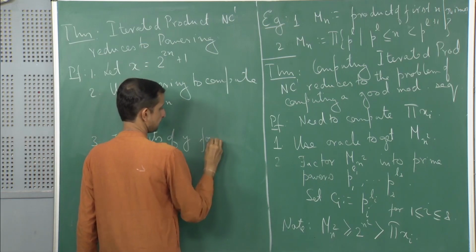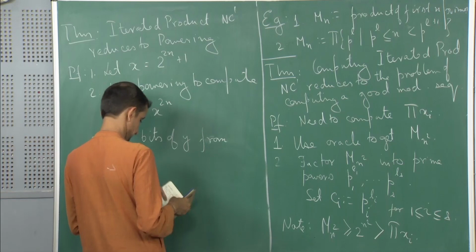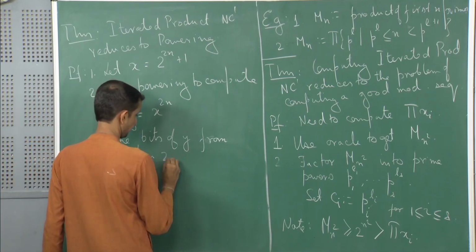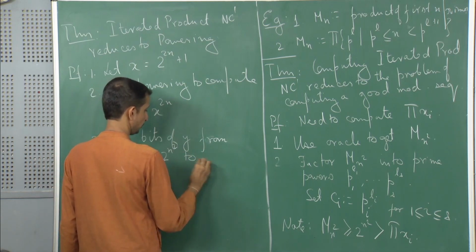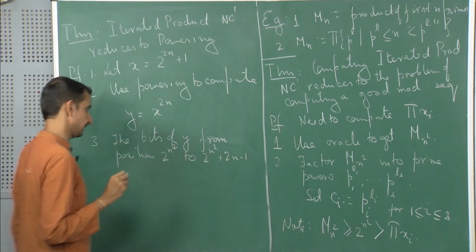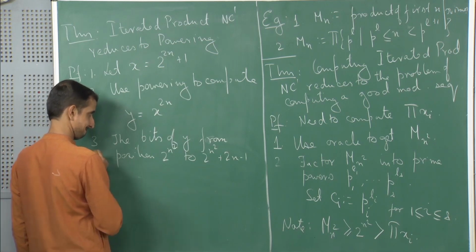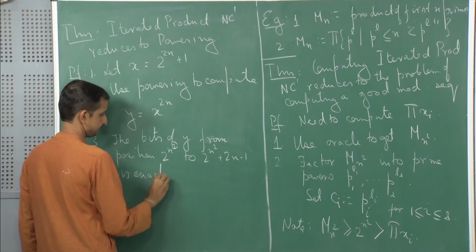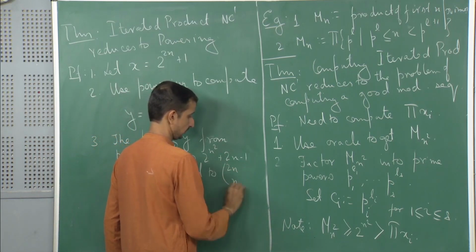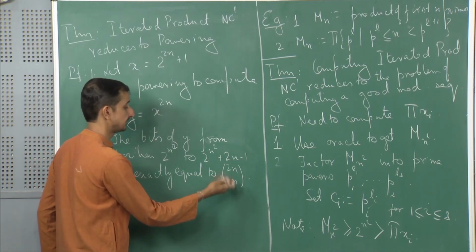Bits of y from position 2n square to 2n square plus 2n minus 1, okay, is exactly equal to the binomial, well, it is equal to 2n choose n, okay.